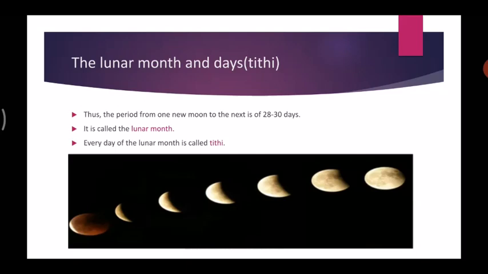Thus, the period from one new moon to the next new moon is 28 to 30 days. How is it 28 to 30 days? Both waxing and waning moon days are added together. We just learned that the waxing moon takes 14 to 15 days and the waning moon takes 14 to 15 days. So, together it becomes 28 to 30 days. This whole period is called the lunar month, and every day of the lunar month is called a tithi.